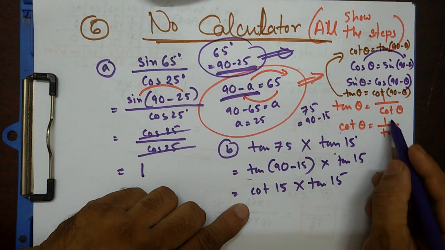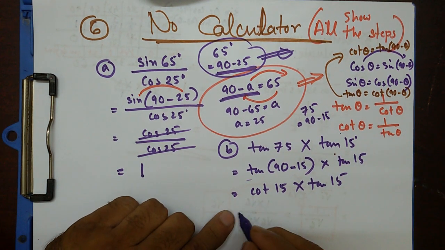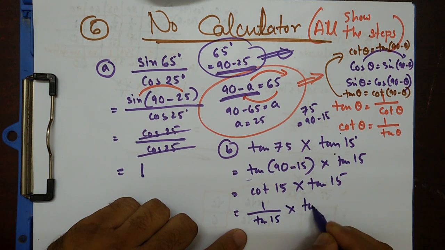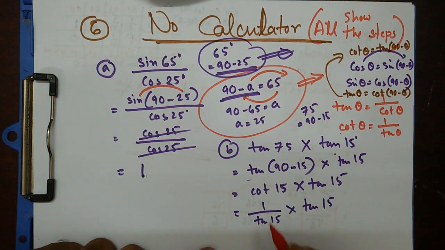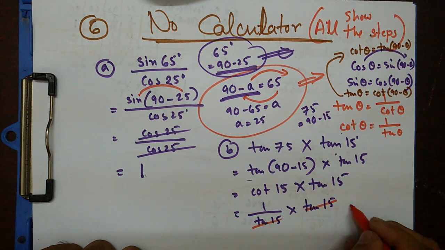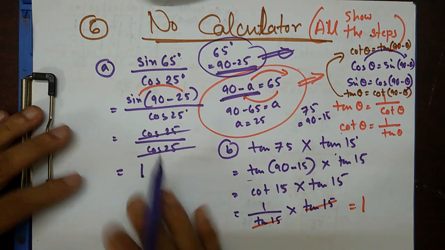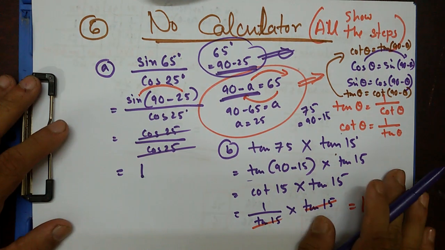Now cot 15 is equal to 1 by tan 15, so this can be written as 1 by tan 15 into tan 15, and I can cross them out. The answer is 1. So most of the math like this, you should get answer 1. Okay, this is what it is.